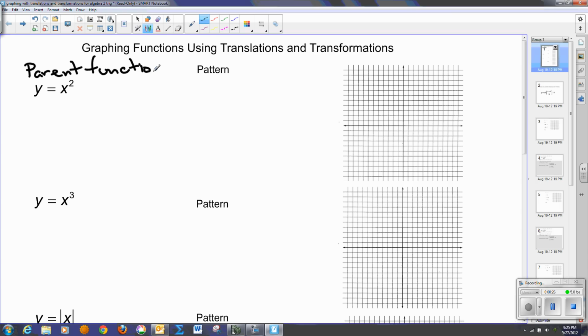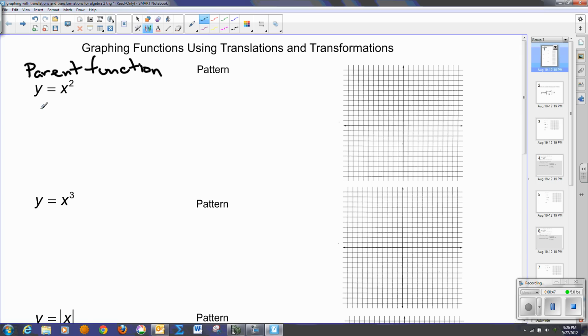And what we're going to do is take a look at the graphs of those basic functions, look at the general patterns that they make, and then we're going to move them left and right, up and down. We're going to expand them. We're going to squeeze them, and just change the general look based on some certain functions.